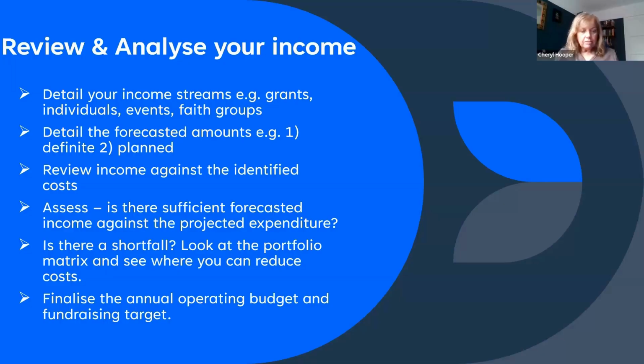Now, if you see that there is a shortfall and that you find your fundraising forecasted income is unlikely to cover your expenditure, this is the time to go back and look at that portfolio matrix and decide if some activities can be combined to save money. Do they need the same level of resources? And do you need to operate them at all? So that you can find ways to reduce your expenditure budget. And after this, you should be in a position to finalise your operating budget and your fundraising target.